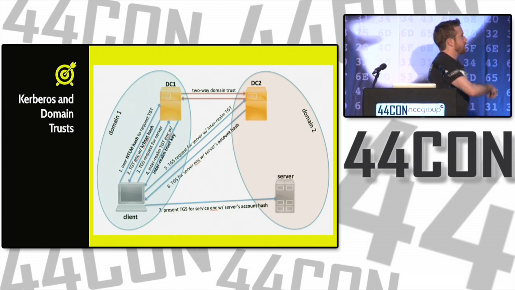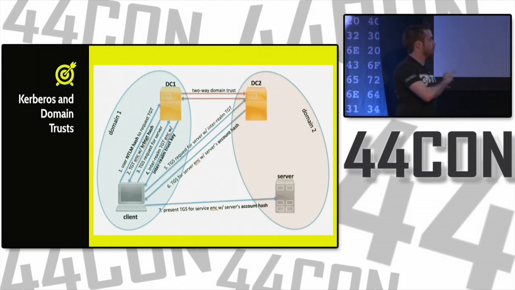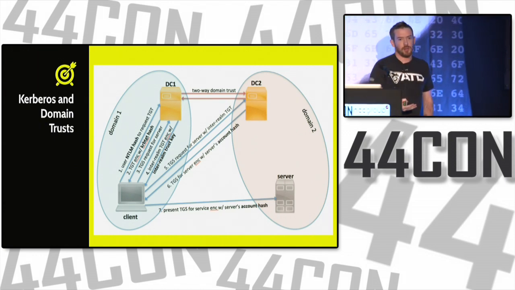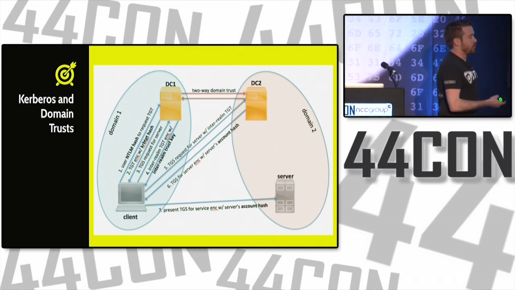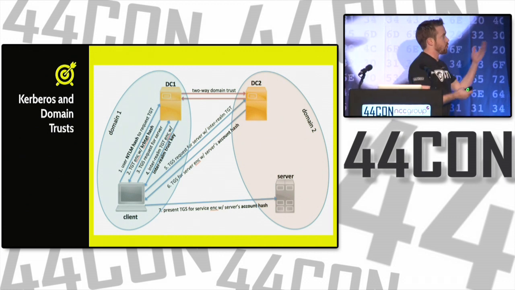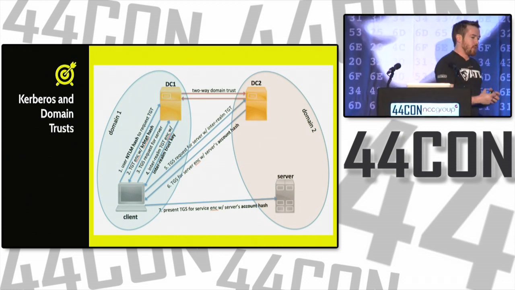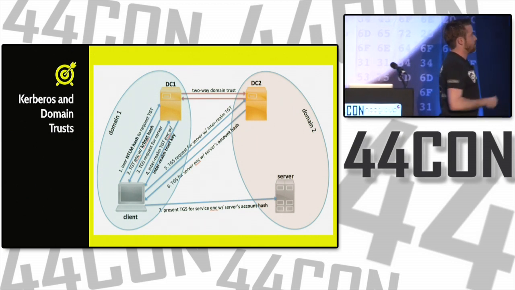But in general, in this process, if you're a user, you're going to authenticate to your domain controller with your NTLM hash, and you're going to request a ticket granting ticket. The ticket granting ticket is going to be returned, signed and encrypted with the KRBTGT hash, the Kerberos ticket granting service hash, from your originating DC. That little bit of information is going to say, I am who I say I am in domain 1.